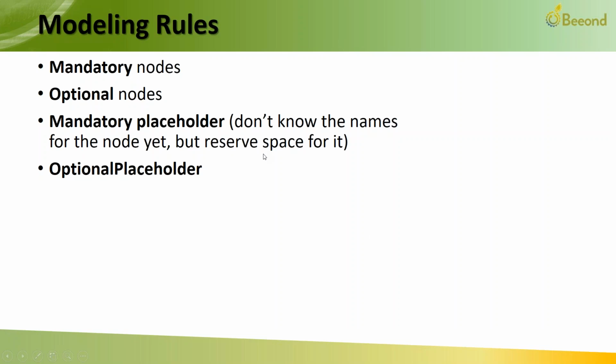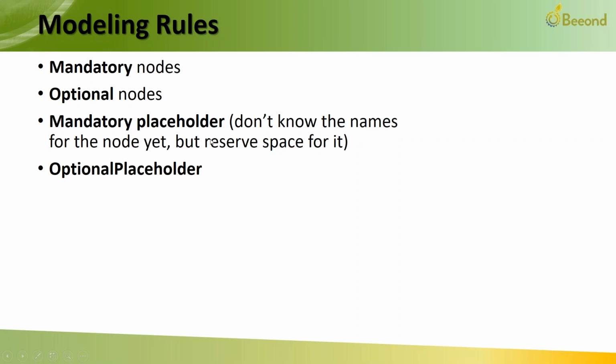Modeling rules is an aspect of the UA model that defines the ability of a server to mandate the implementation of specific nodes and their attributes, whereas others might be optional to be compliant to that address space type definition. You also have two special rules, which are the placeholder. The placeholder is when you might want to reserve a place for a node. You just don't know what the node is yet.